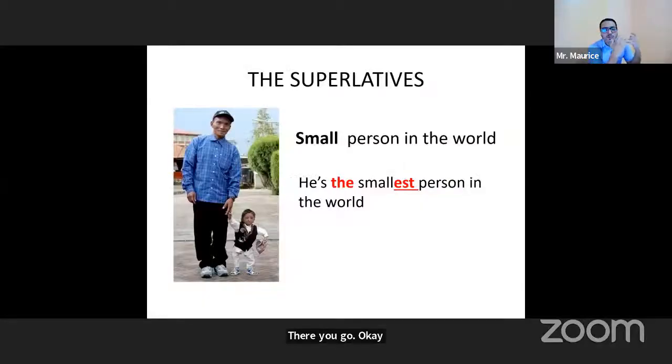Okay. Superlative. Remember, every time the word is superlative, that means we're going to give a degree of superiority or inferiority. Okay? In this case, we have a good example about the superlative. So I'm gonna pick up a few students to help me out with this.